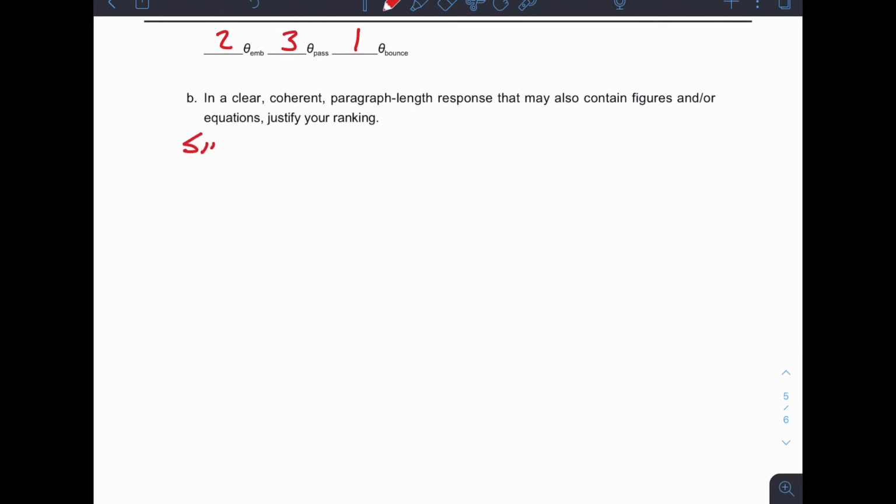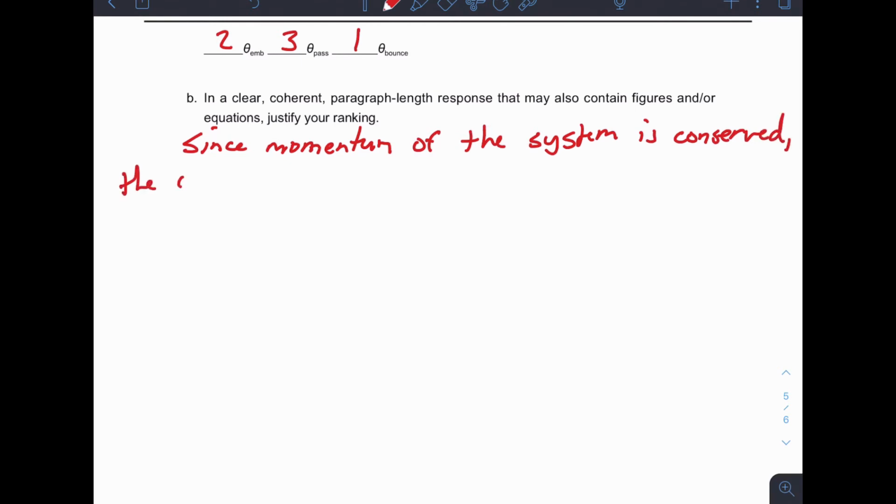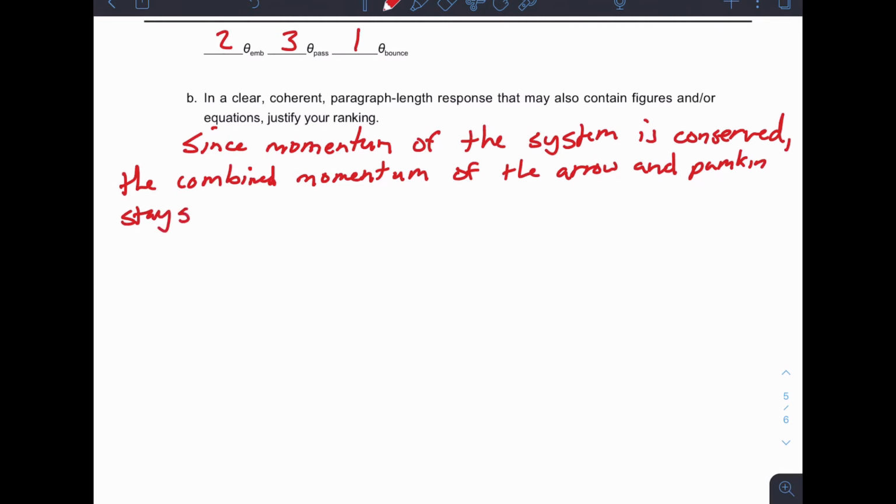So since momentum of the system is conserved, the combined momentum of the arrow and pumpkin stays constant both before and after the collisions.